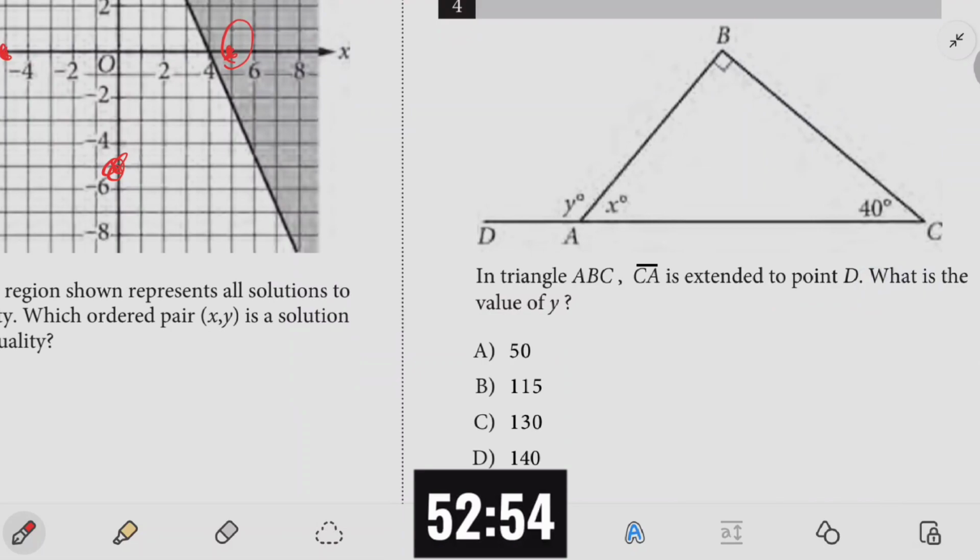Triangle ABC, side CA is extended to point D. I see that. What is the value of y? Okay, easy. 90 degrees, 40 degrees. We know it adds up to 180 degrees. So 180 minus 90 minus 40. We know this is 50 degrees. 50 degrees. We know this whole thing is 180 degrees because it's a straight line. 180 minus 50 gives us our value of y, which is 130.